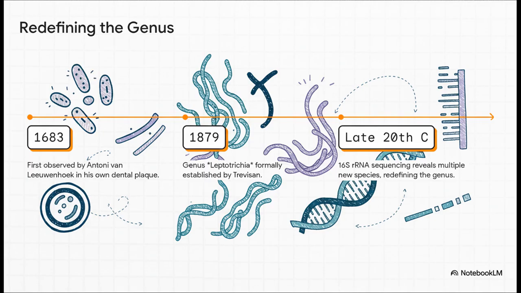So it's first seen in 1683. The genus gets formally established over 100 years later. But for centuries, everyone just thought Leptotrichia buccalis was a single species. And then, 16S RNA sequencing came along and completely blew that idea apart, revealing we were actually looking at a whole family of distinct species. This molecular revolution totally redefined the entire genus.